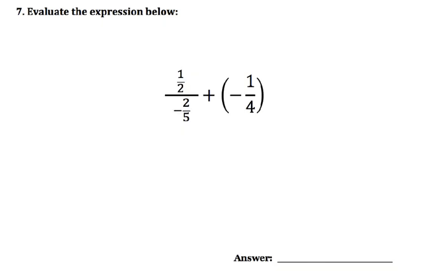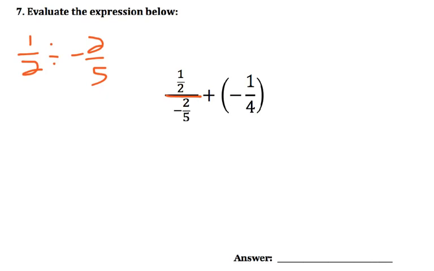Alright, 7 and 8, that's the state test level again, and it's just me showing you how difficult the problems get in 7th grade and what's expected of you. So I'm going to show you 7, and I'm going to have you try 8 totally on your own. So what do we have here? We have this bar, which is basically division, and then we also have addition. In order of operations, division is going to come first. And this is very much like the previous part on this assignment, where we can rewrite this as 1/2 divided by negative 2/5.